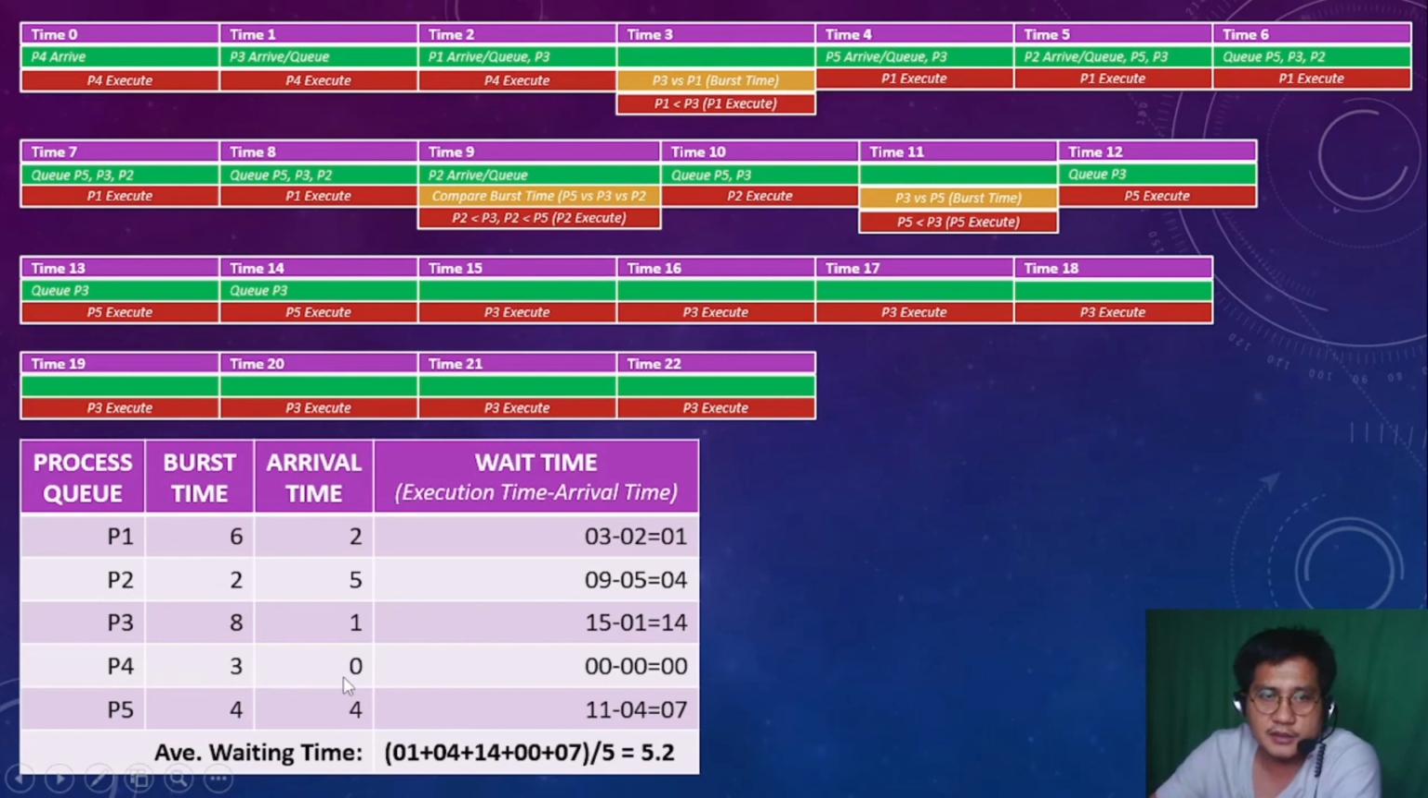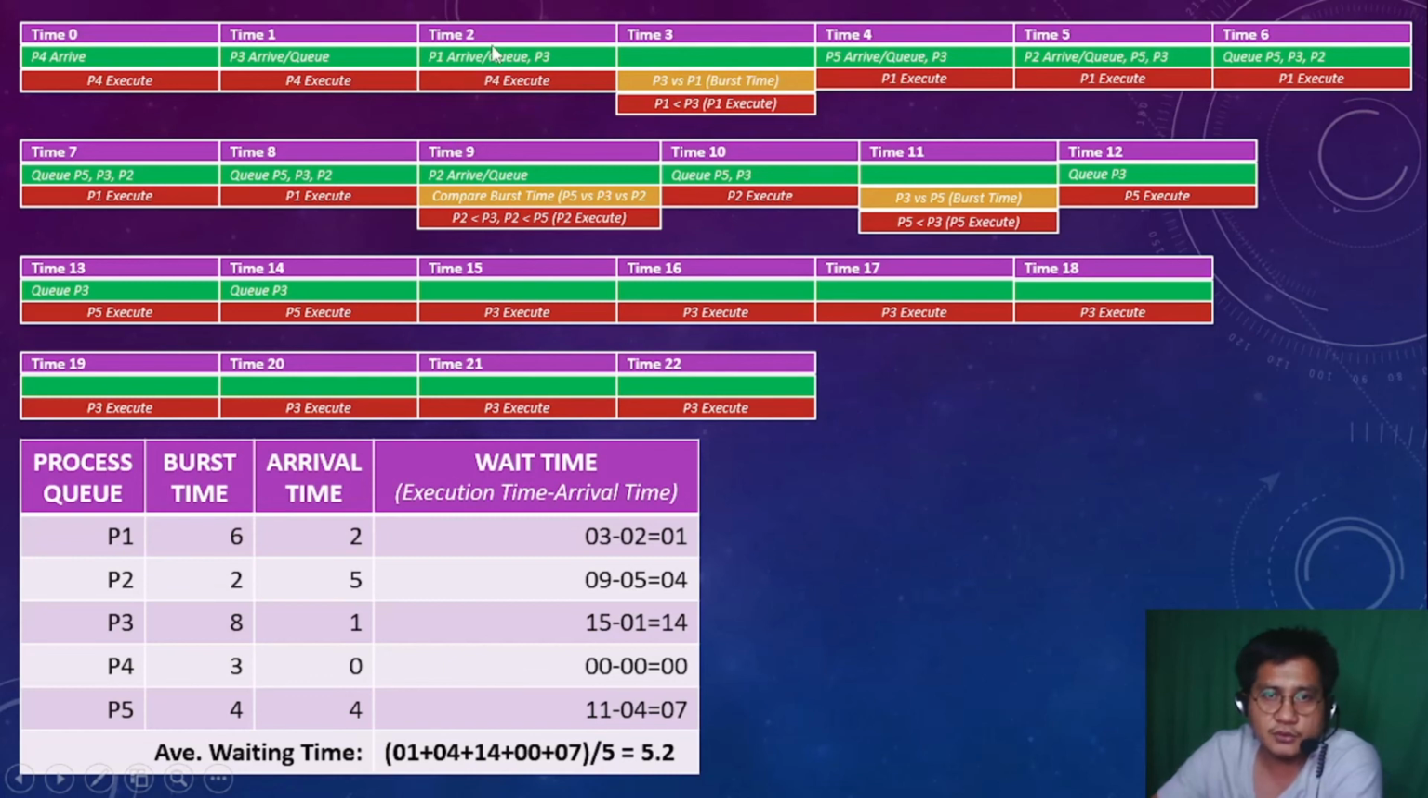Process 4 has a burst time of 3, so it will be finished at around time 2, as in 0, 1, 2. But at around time 1, process 3 has arrived. If we look into the table below, process 3 has an arrival time of 1, so it should be shown in the Gantt chart that process 3 arrived and was queued at time 1, while process 4 is in execution.